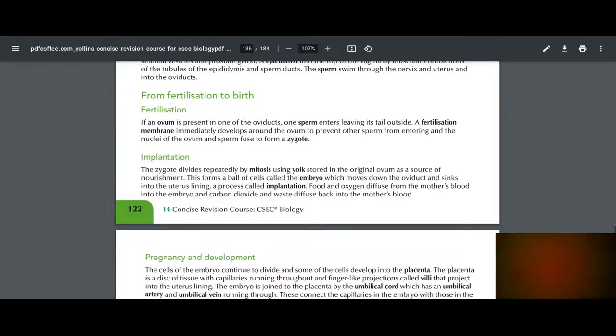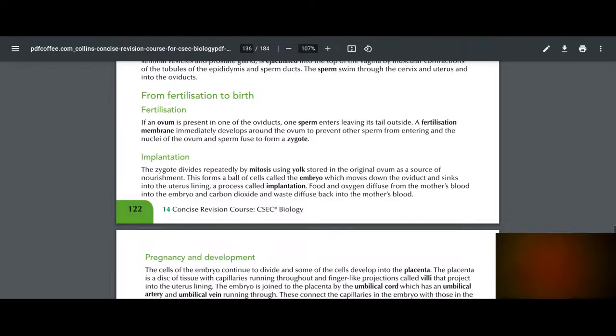So the next thing is a main important term. What is implantation? Implantation is when the zygote repeatedly divides by mitosis, using yolk stored in the original ovum as a source of nourishment. The process that takes place forms a ball of cells called the embryo, which moves down the oviduct and sinks into the uterus lining.